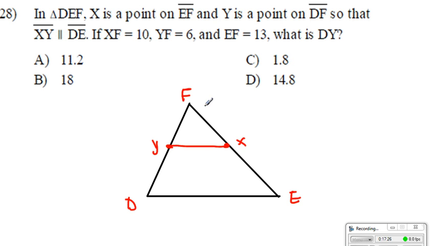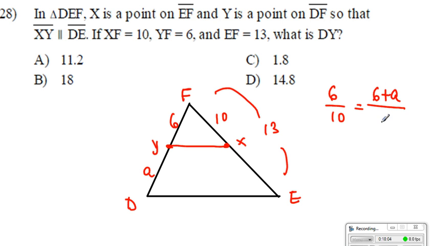Now XF is equal to 10. And YF is equal to 6. Now EF is equal to 13. And what is DY? Oops, since we are using x, let me use another letter to signify that. How about, what if I were to use a? The ratio which we have to set up is this, 6 to 10. A small line segment to the other small line segment would equal the entire thing. Here we get 6 plus a over 13. That's how we have to calculate.